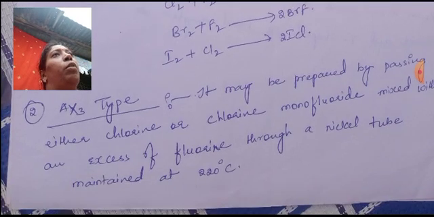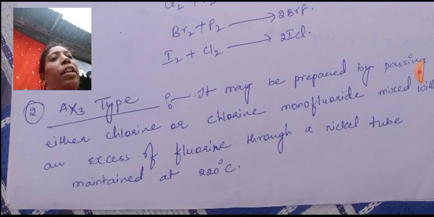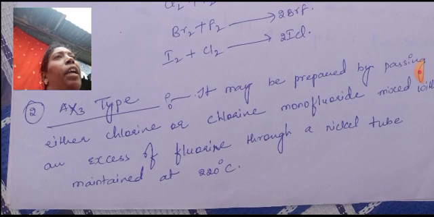So now we'll go to the second one, which is AX3 type. In this AX3 type, the simple example may be prepared by passing chlorine or chlorine monofluoride mixed with an excess of fluorine through a nickel tube which is maintained at 220 degrees centigrade. Take a nickel tube, maintain the temperature at 220 degrees centigrade, and that means it is a hot nickel tube.